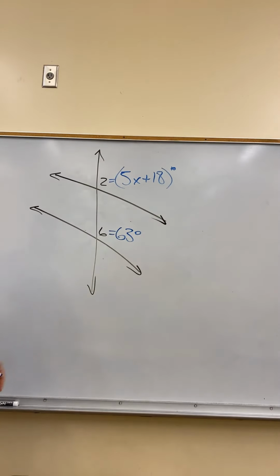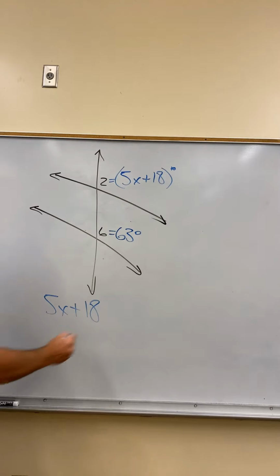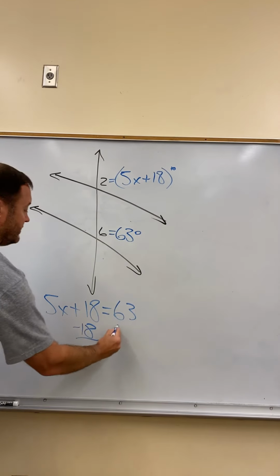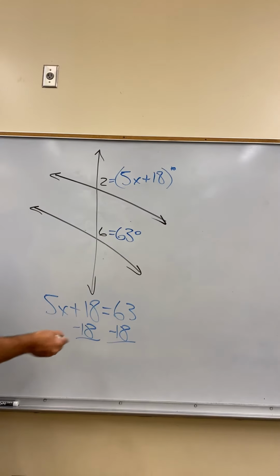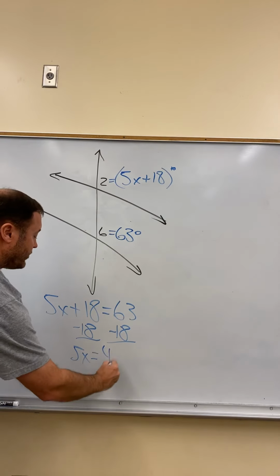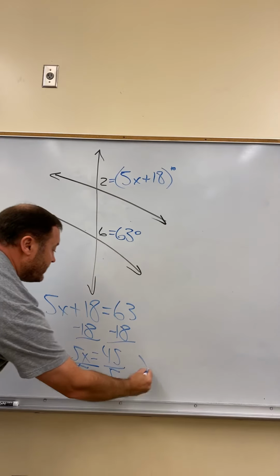So what you're going to have to do is set these up and make them equal. Do 5x plus 18. It's equal to what this one is. So we're going to say equals 63. Now you've got a two-step equation, and we're going to go in and solve it. So subtract 18. 63 minus 18 is 45. So I need 5x equals 45. Divide both sides by 5. And x equals 9.